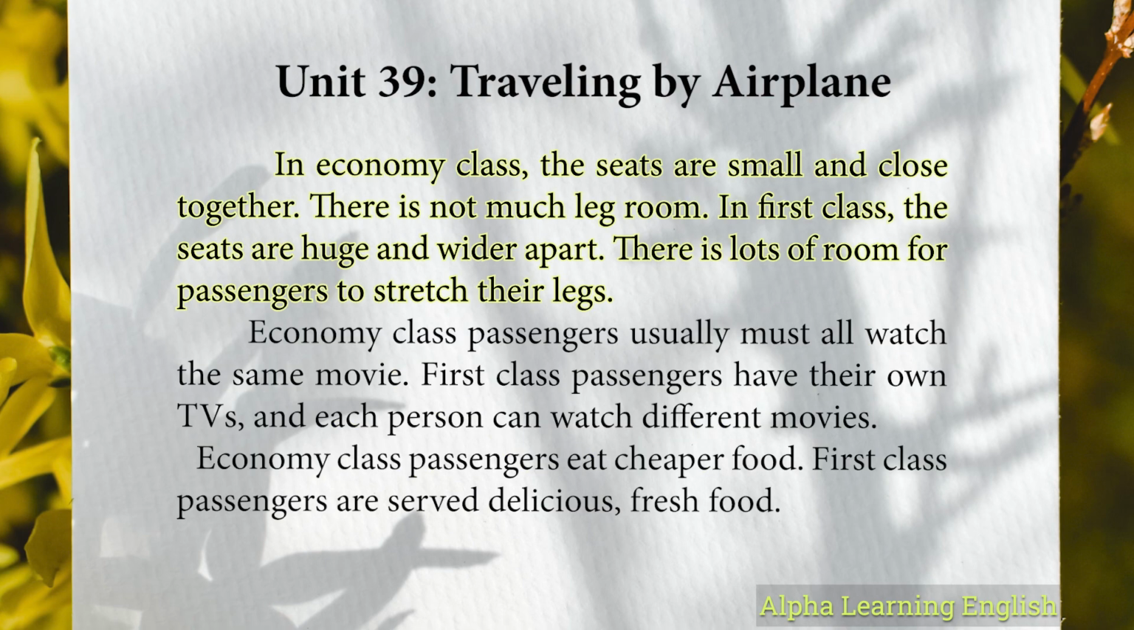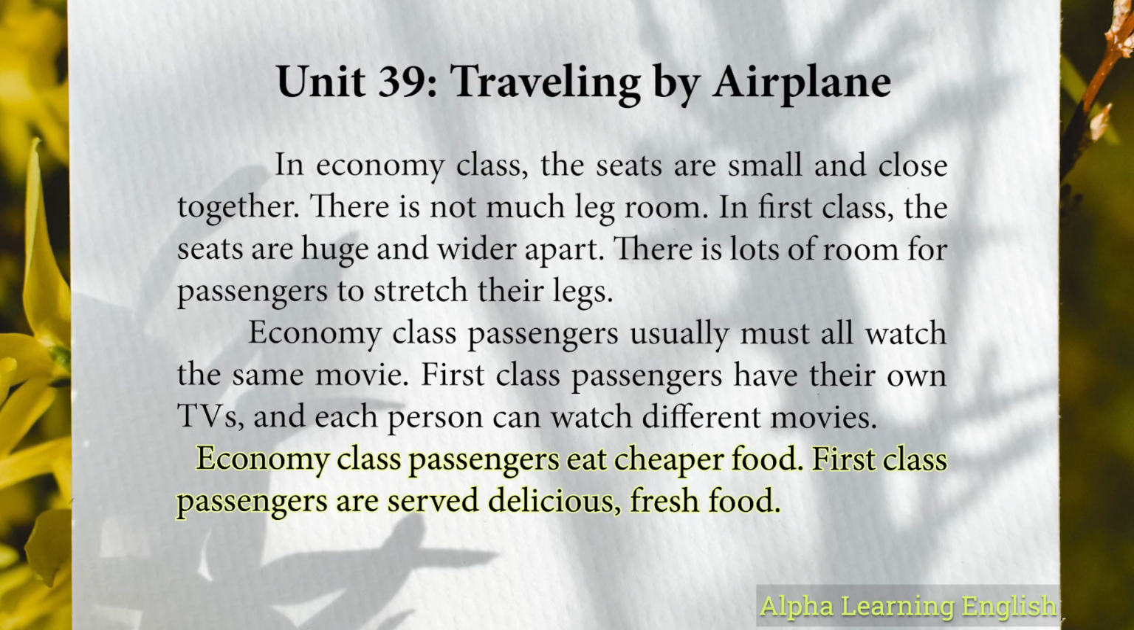In economy class, the seats are small and close together. There is not much leg room. In first class, the seats are huge and wider apart. There is lots of room for passengers to stretch their legs. Economy class passengers usually must all watch the same movie. First class passengers have their own TVs, and each person can watch different movies.